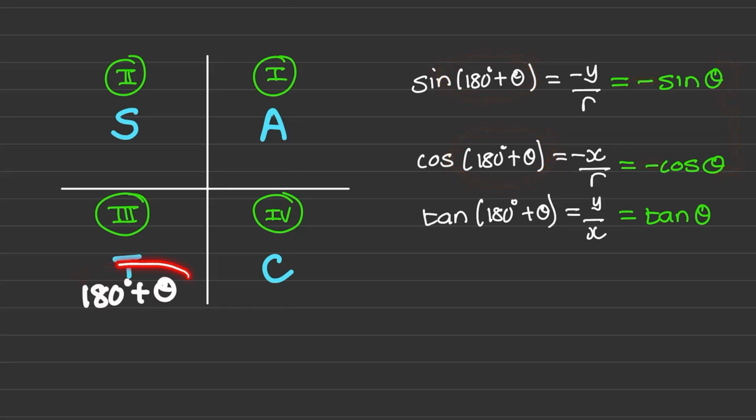So when you have to apply a reduction of 180 degrees plus theta, remember that you are in the third quadrant and only tangent is positive in this quadrant. Sine and cosine both produce negative values in the third quadrant.